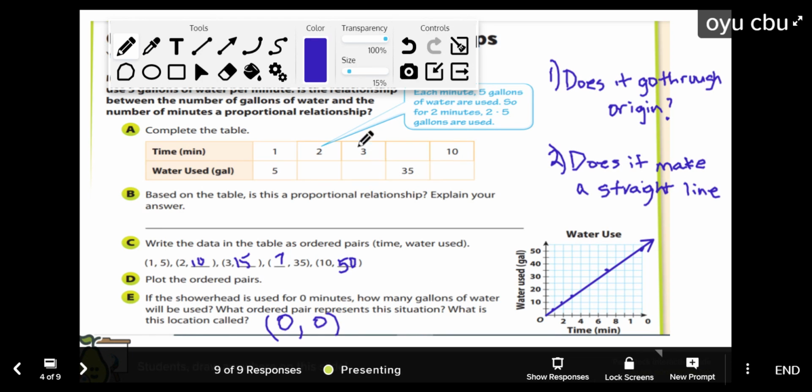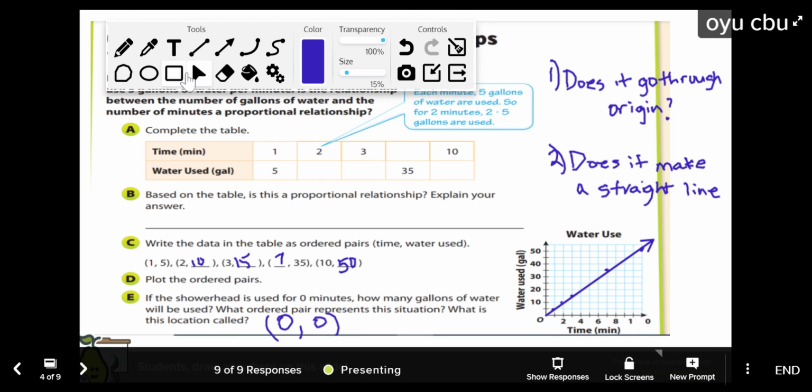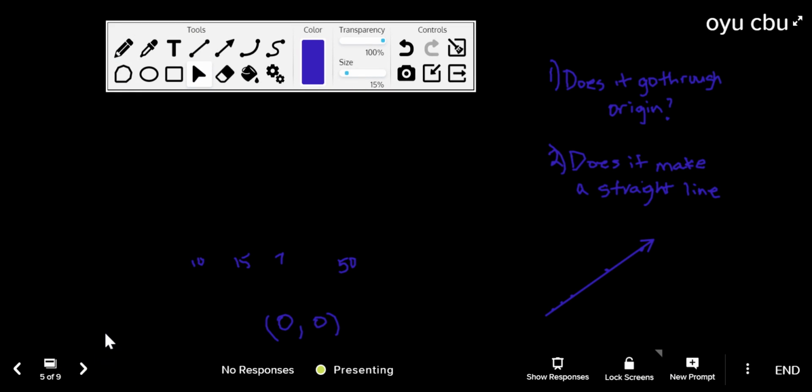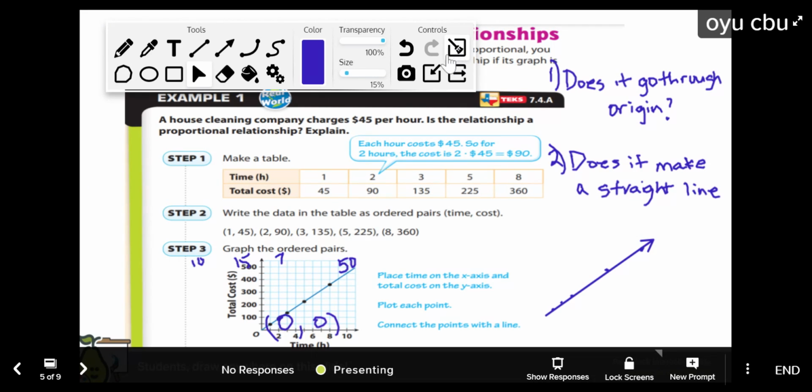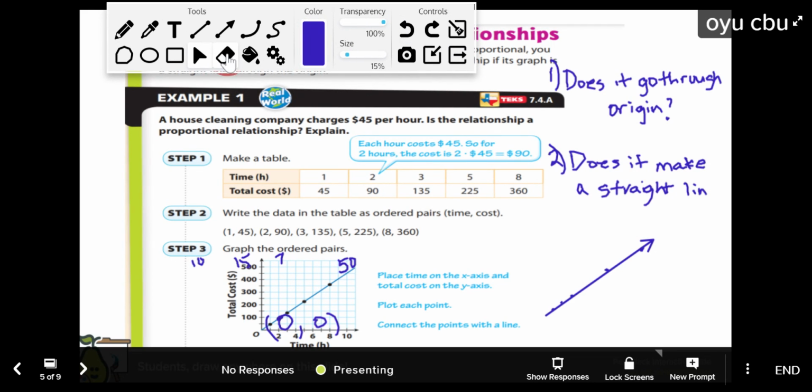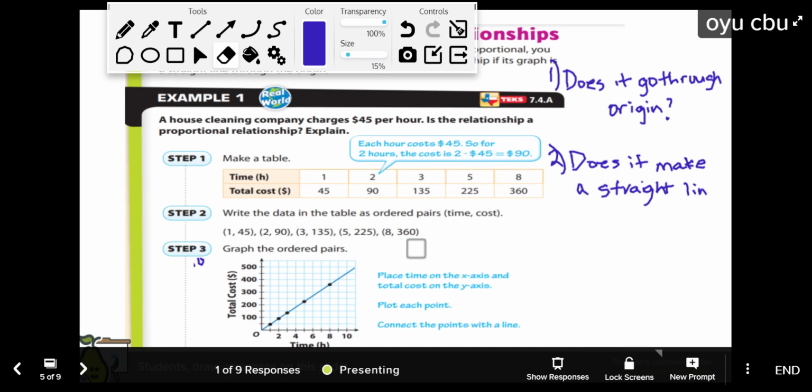That's it. From here, you can do your homework now. But let's do some more examples. Look at the next slide. The next slide says, a house cleaning company charges $45 per hour. Is this a proportional relationship? They've already graphed it for you. For 1 hour, it's $45. For 2 hours, it's $90. They've made your coordinates from there, X and Y. They graphed it, and now let's follow the two questions.